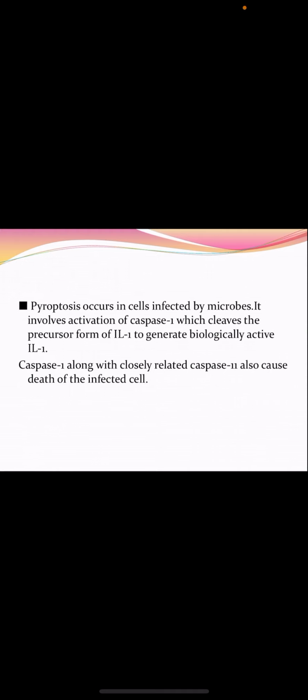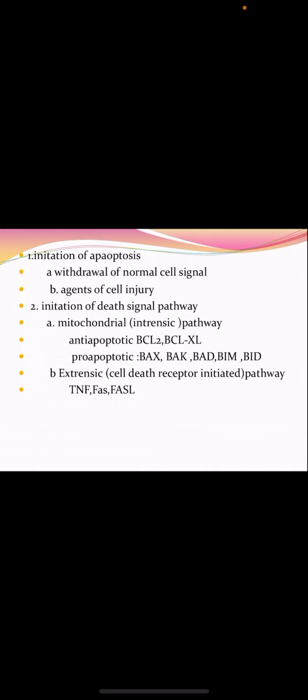Pyroptosis occurs in a cell infected by microbes. It involves activation of caspase 1, which cleaves a precursor form of interleukin 1 to generate biologically active interleukin 1. Caspase 1, along with the closely related caspase 11, also causes death of infected cells.